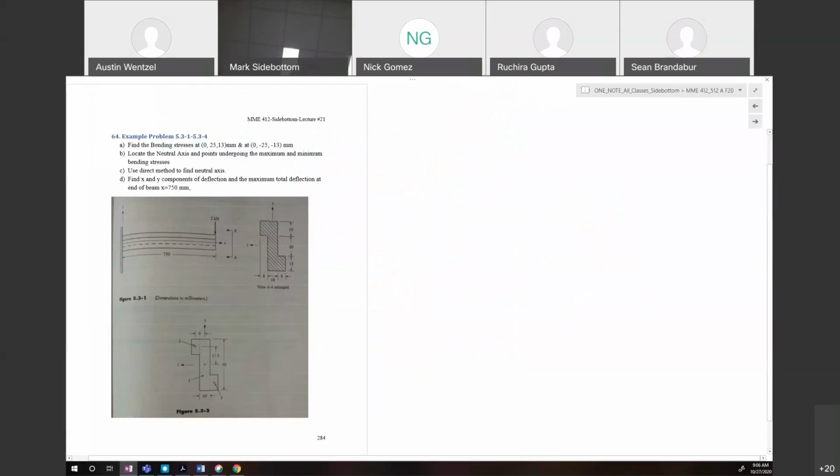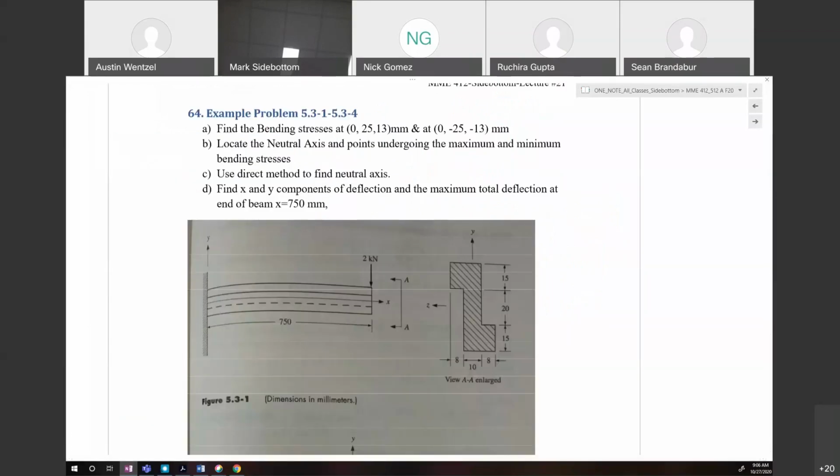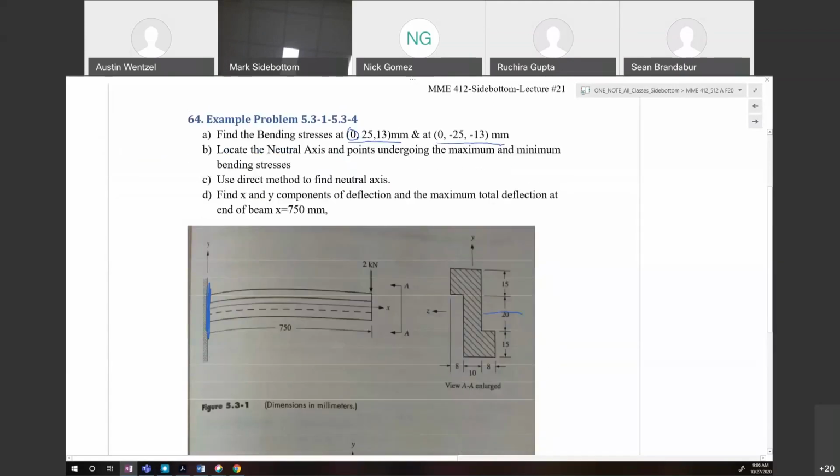So this example problem is going to have 4 parts, parts A through D. For part A, we're going to find the bending stresses at these points. It's at x equal to 0, so it's at the wall here. And it's at 25, 13, which means in the y direction it's 25, which is just like the top surface here. The 13 is, this is 26 millimeters wide, so this would be this top surface here.